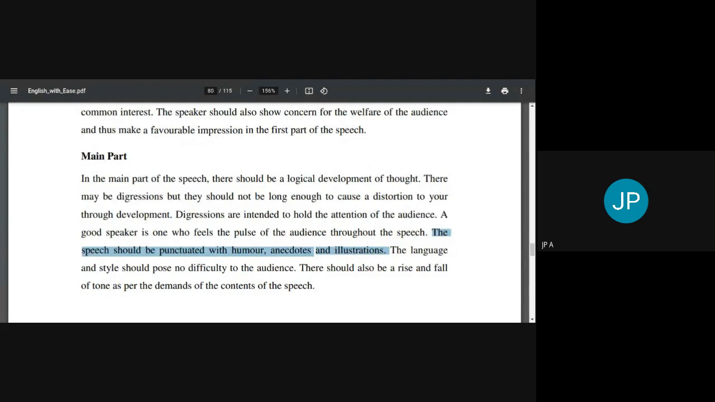So it may sound very easy, but it is very difficult to sound humorous. ഇടയ്ക്ക് ഒരു കഥ പറയുക, ഒരു എക്സാമ്പിൾ പറയുന്നതൊക്കെ that can add to the interest in speech. And the language that we use should be easily understandable to everyone.